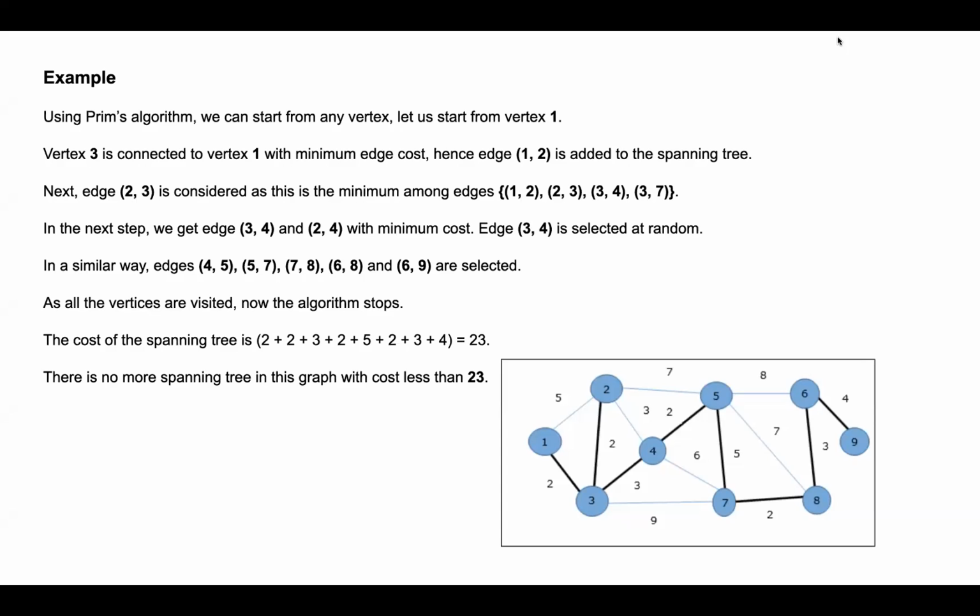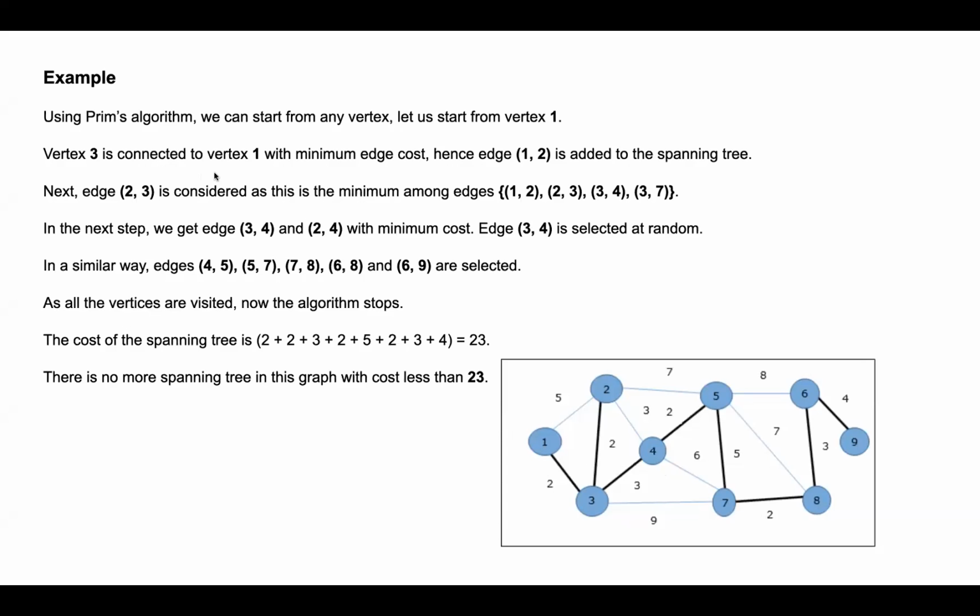In Prim's algorithm, we can start from any vertex. Let us start from vertex 1. Here we have the graph with 1, 2, 3, 4, 5, 6, 7, 8, and 9 vertices, and all of these are given weights. All the vertices are connected. Now we will start with our minimum cost spanning tree. Now let us start from vertex 1.